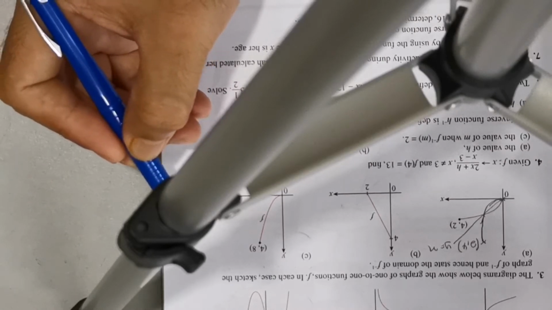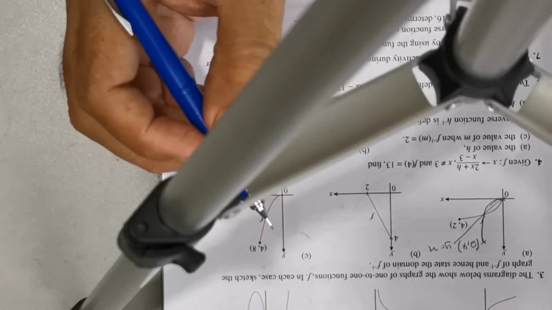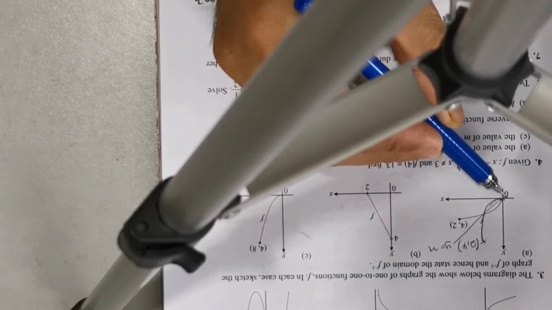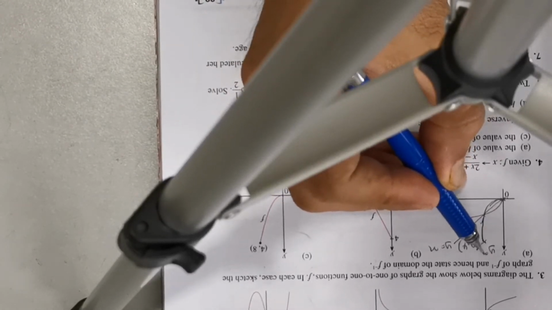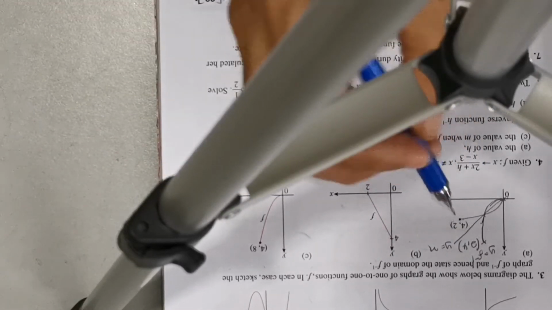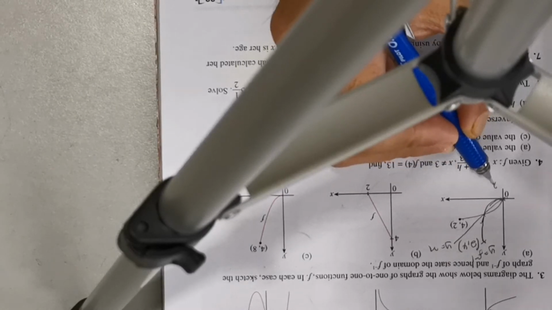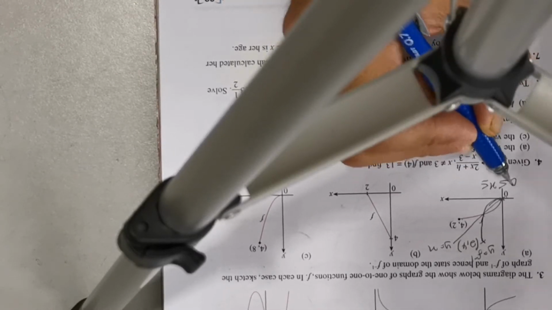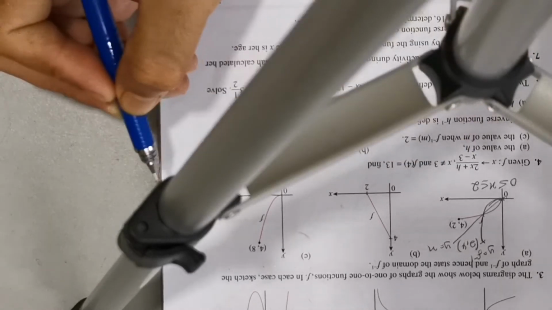Okay, and then state the domain. So the domain for x is between 0 and 4, but then the domain for the inverse, y equals inverse of f, the domain for x for the inverse will be x between 0 and 2.